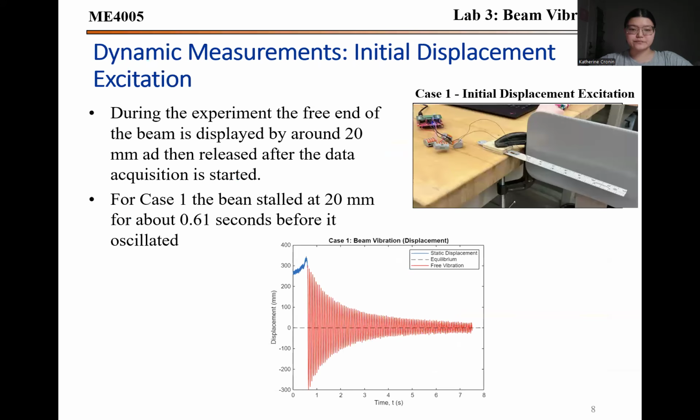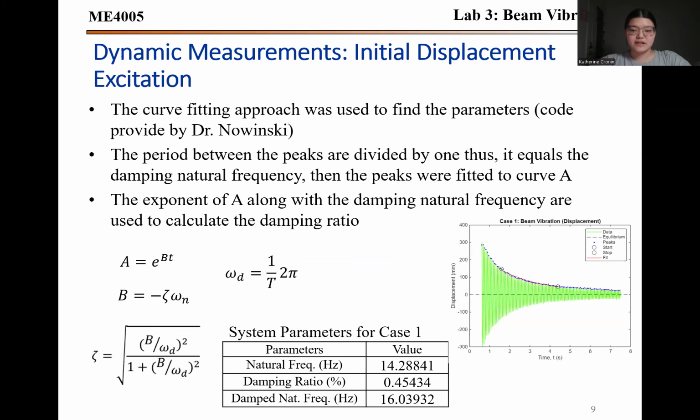Here is the actual initial displacement, where we would have it clamped on and displace it by around 20 millimeters. Then we would release it and start the data acquisition. For my actual collected experiment, I was able to see that it stayed still for about 0.61 seconds before it started oscillating. Here we have case one again, and at the very bottom you see the parameters that we calculated along with the equations that I would use.